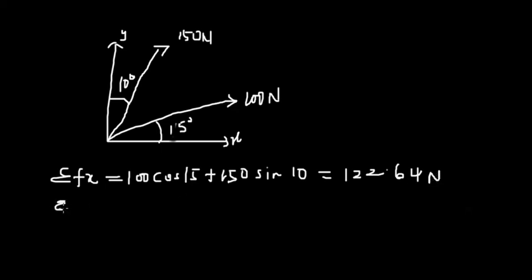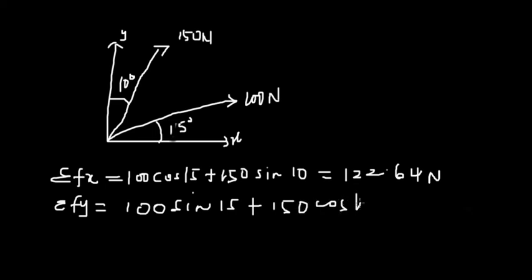Now let's resolve along the y-axis. From here, you can notice that the angle 15 degrees lies in between the 100 newtons force and the x-axis. So we have sine: 100 sine of 15 degrees, plus, from here, you can notice that the angle lies in between the 150 newtons and the y-axis. Since we are resolving along the y-axis, this will be cosine. So we have 150 cosine of 10 degrees.